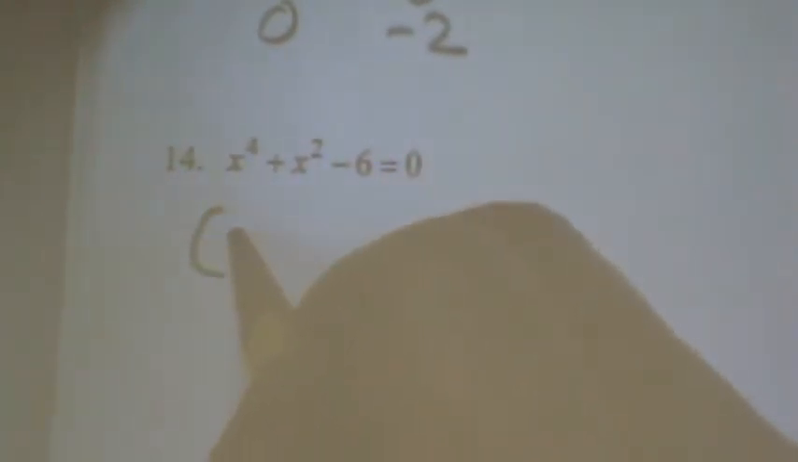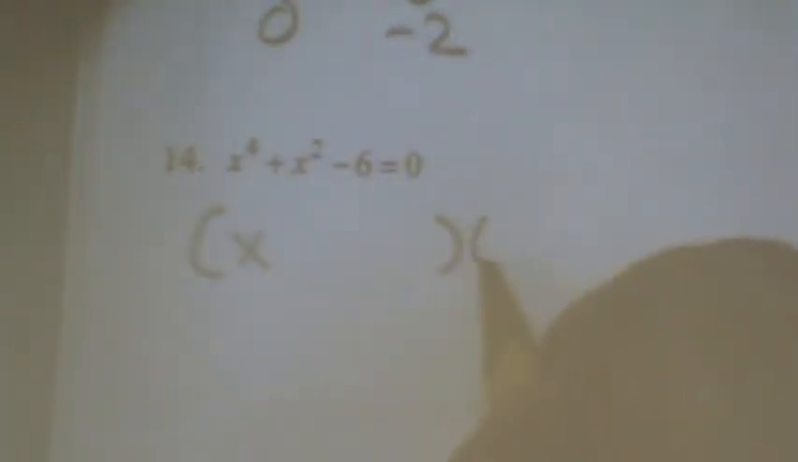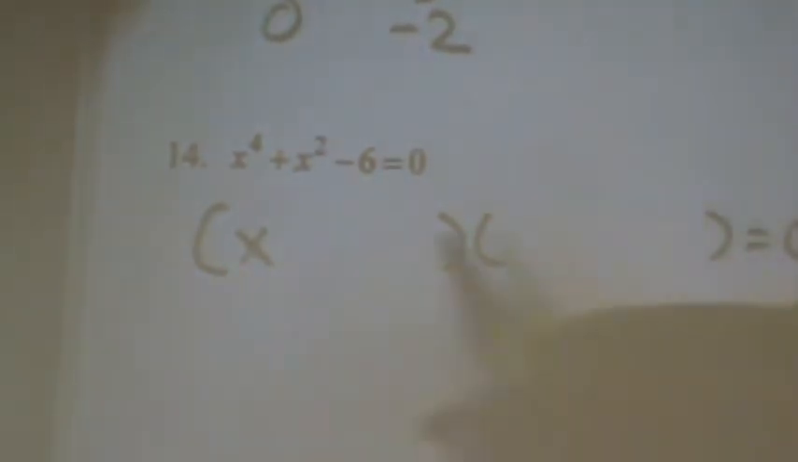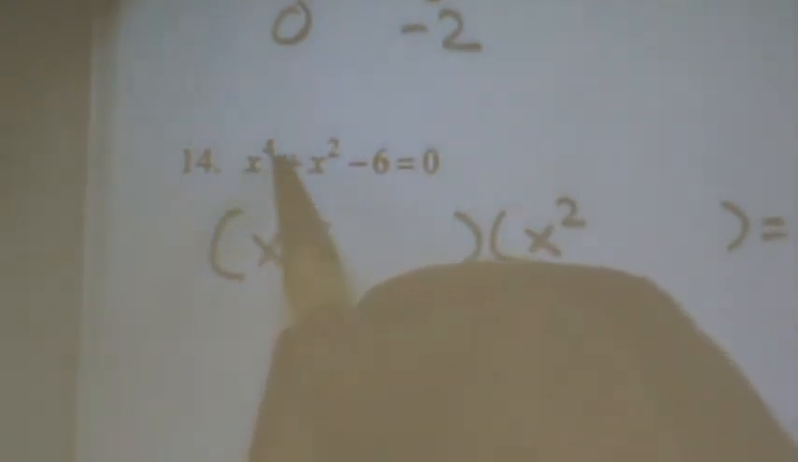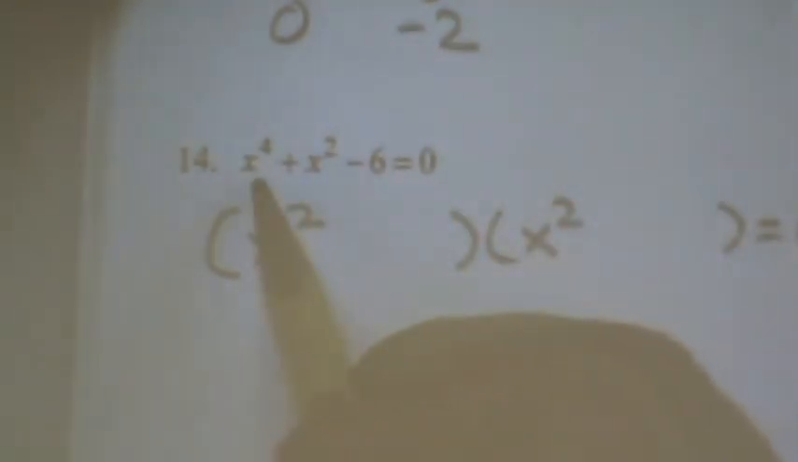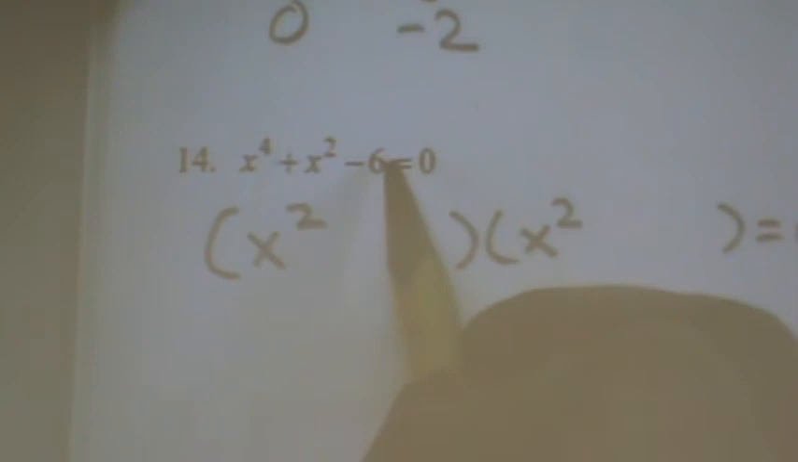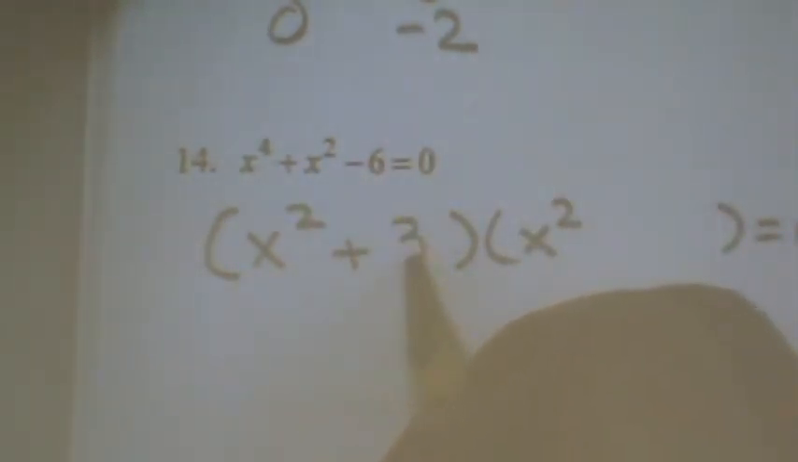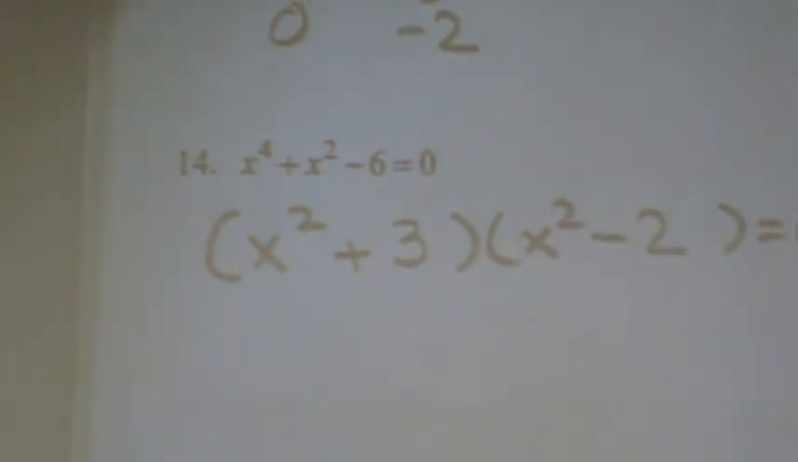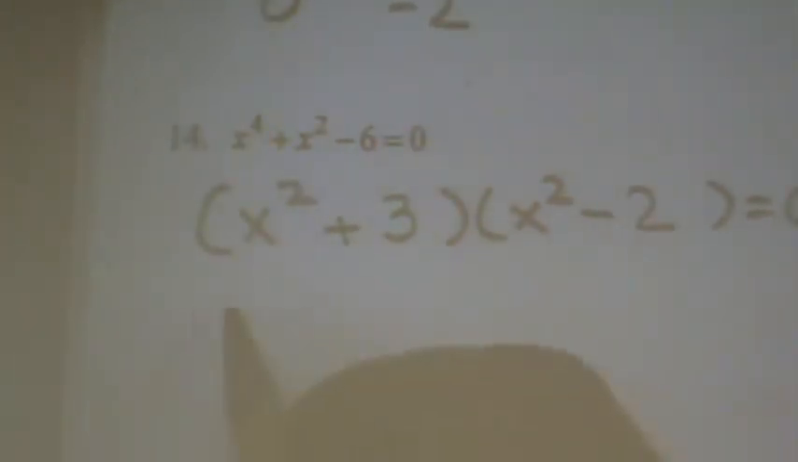For number 14, this one, it's an x to the 4th. We did one like this in chapter 2, but we didn't talk about imaginary ones in chapter 2. So now we're going to do these problems incorporating imaginary. So when you see one of these on your test, x to the 4th, split it up. How do you factor -6 so you get a 1 here? It would be +3 minus 2. Now set each of these equal to 0.